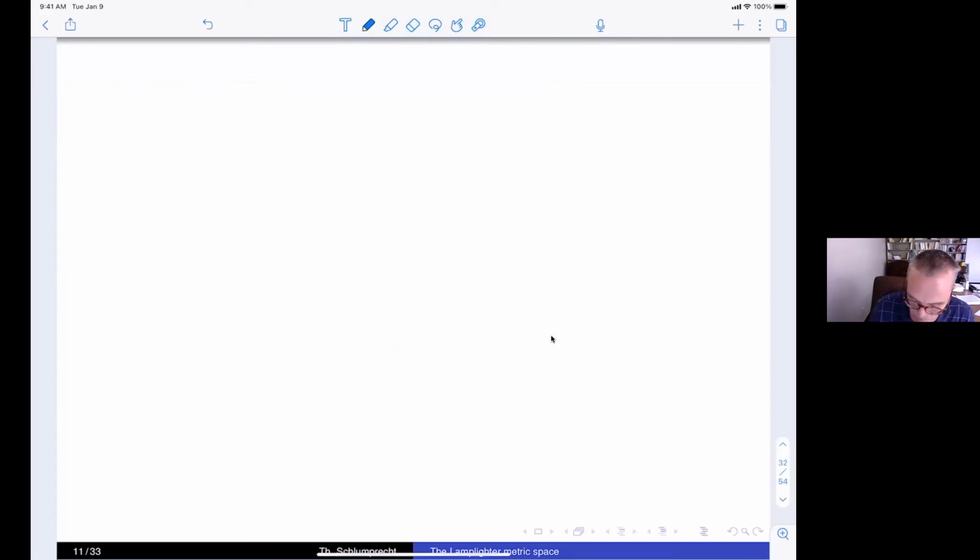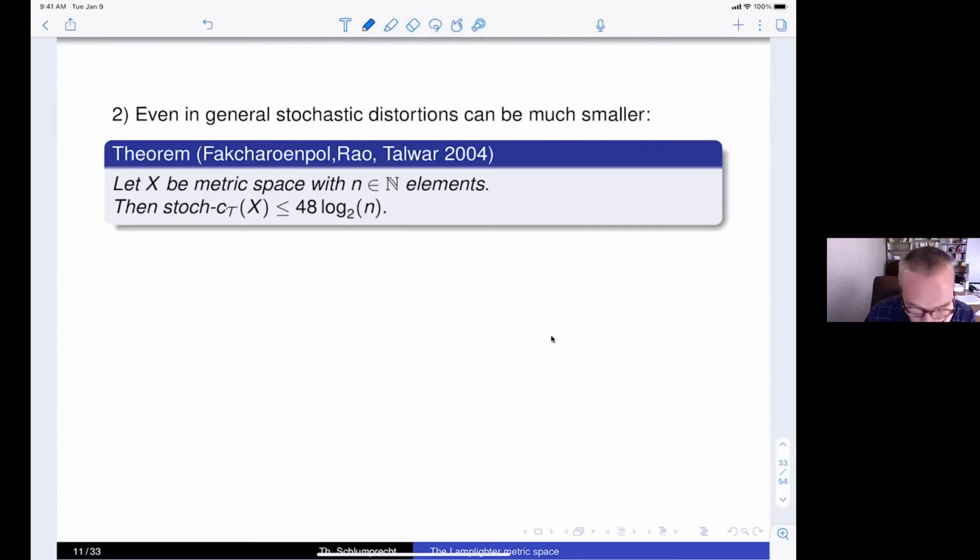And actually, there's a much better, much more general result by, I never can pronounce his name, Charikar, Rao and Talwar, 2004. They proved the following: if you have a metric space with n elements, any metric space with n elements can be stochastically embedded into trees up to a factor log n times some constant. I think it's 48. This is a very important result we will use.